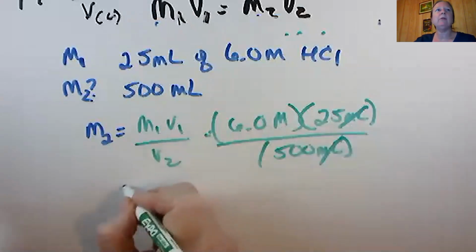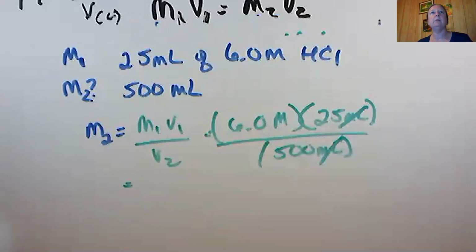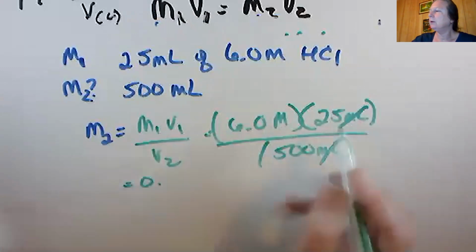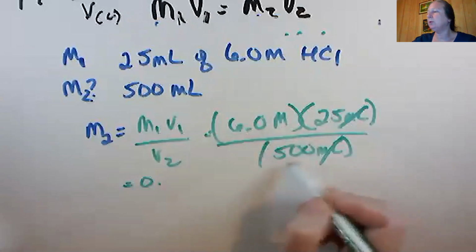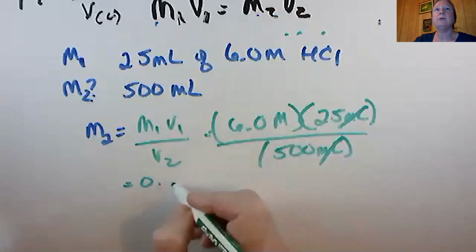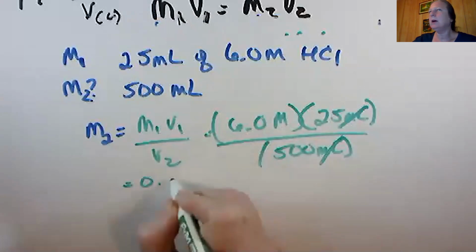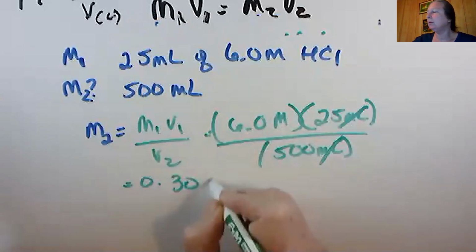If I do my math, this is 2 sig figs. I don't know. I'm going to assume this is 3, just because of the way the answer is given. I get 0.30 molar.